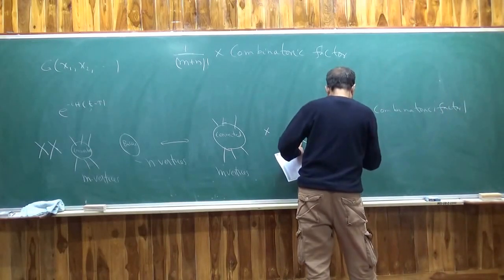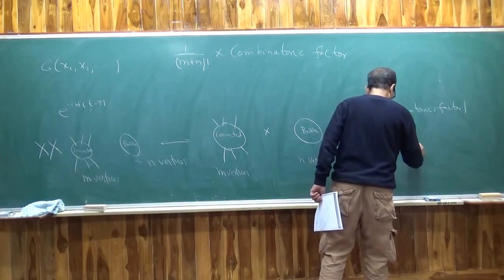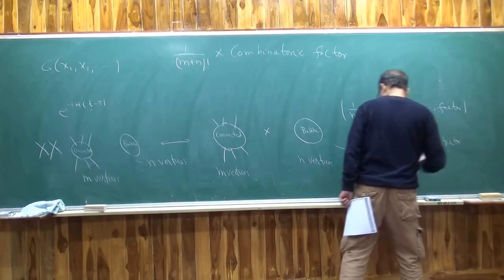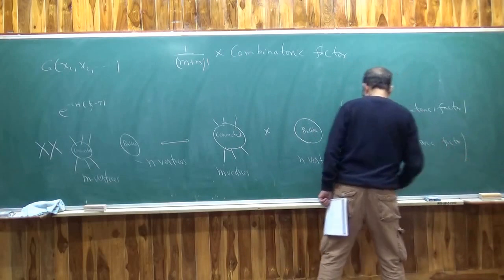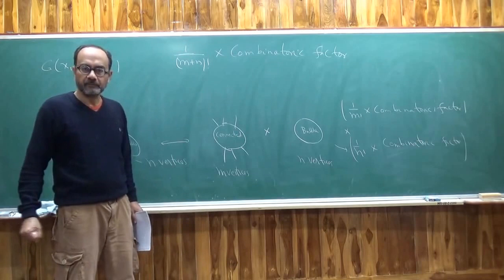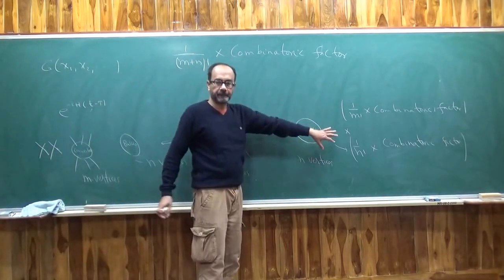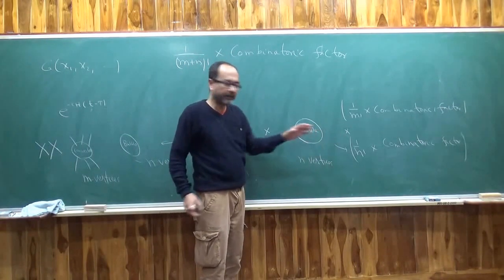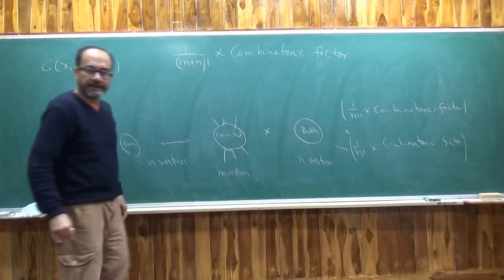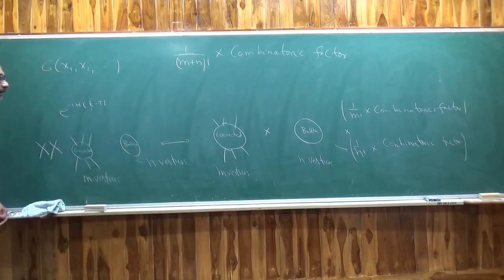This diagram will give you 1 over n factorial times combinatorial factor. And then you just take the product. Okay. And the question is, is this the same as this? Is the difference here? Here you are calculating two diagrams separately and taking the product. Here we have taken the one diagram as a whole and calculating it.